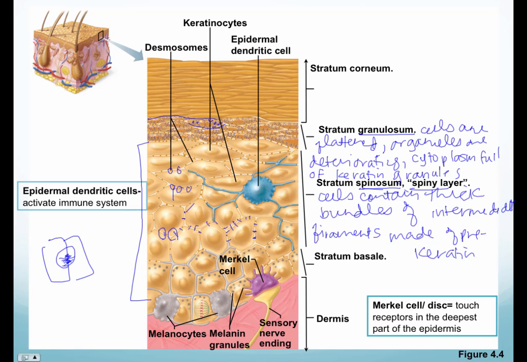Then finally, we have stratum corneum. This layer is the most superficial layer, meaning it's the one closest to the outermost layer of the body. And what do we see? Because it's away from our blood source, these cells are dead, and they're only represented by flat sacs filled with keratin.